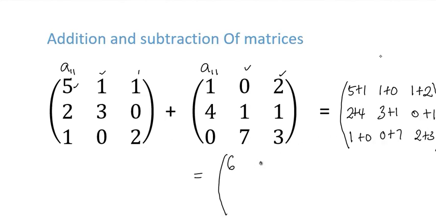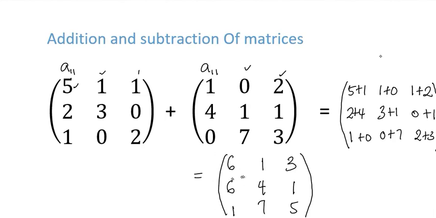We have 6, we have 1, we have 3, we have 6 as well here. 2 plus 4, 6. 3 plus 1, 4. We have 1 here. 1 plus 0, 1. 0 plus 7, 7. And 2 plus 3, we have 5. This is our final answer.